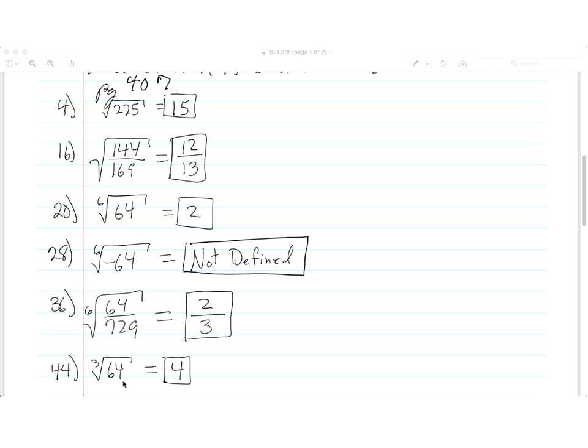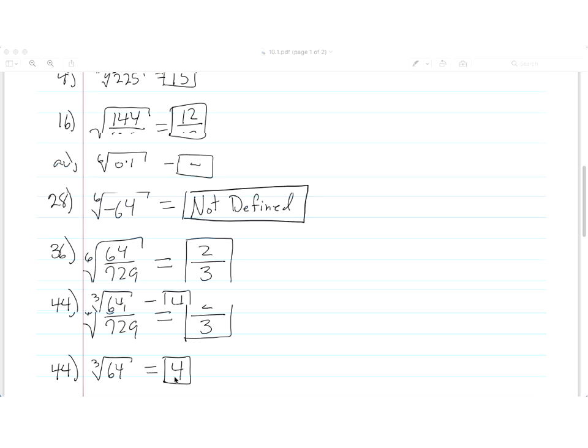Let me do problem number 44. In exercises 37 through 50, find the value of the radical. The cube root of 64. And so I want to find a number such that when it's raised to the power 3, I get 64. Well, 4. 4 times 4 is 16, times 4 is 64. And so 4 cubed is 64. Therefore, the principal cube root of 64 is 4.